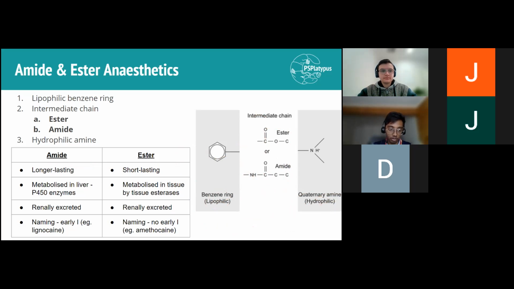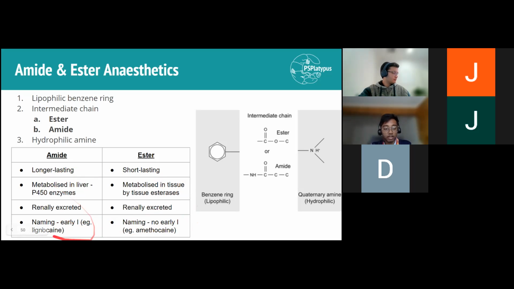So for example, the amides are longer lasting, and esters are short lasting. Amides are metabolized in the liver by P450 enzymes, but esters are metabolized in tissues by tissue esterases. Both are renally excreted, and we can talk about the naming in a second. One way I like to remember this is because the amide has to go to the liver to be metabolized, I just think of it as longer lasting, although that's not actually how it works.